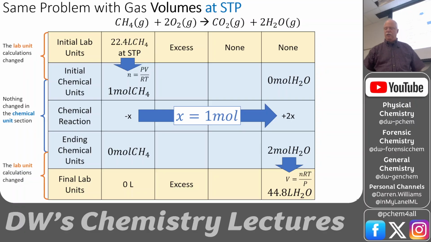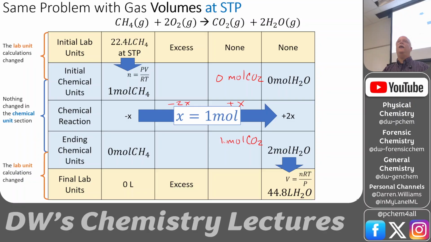Yes? Well, if it says excess or none, we just don't use those columns? Yeah, so let's do this. Let's see how much CO2 was produced, okay? So when it says none, we start out with 0 moles of CO2. And you can't see it because it's under this arrow, but we have a plus X underneath this arrow, and a minus 2X here. Since we have a plus X here, it's 0 plus 1 mole. So we have 1 mole of CO2.